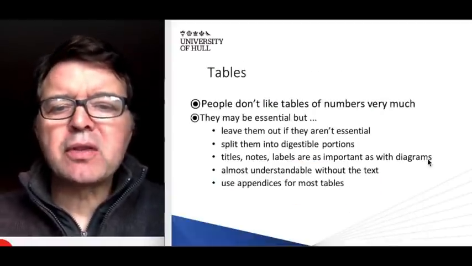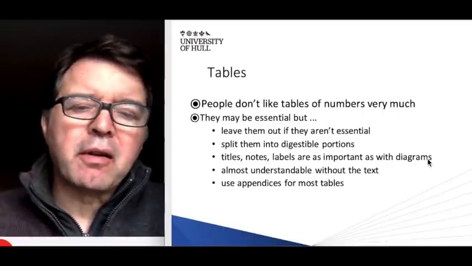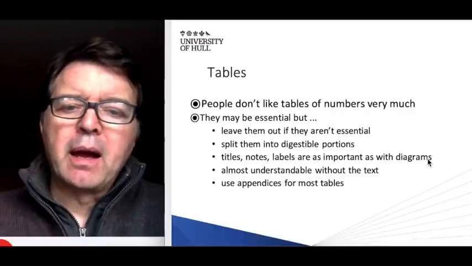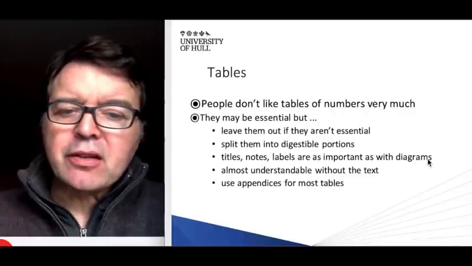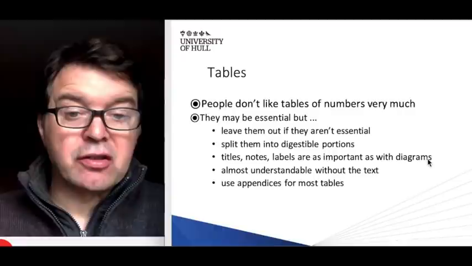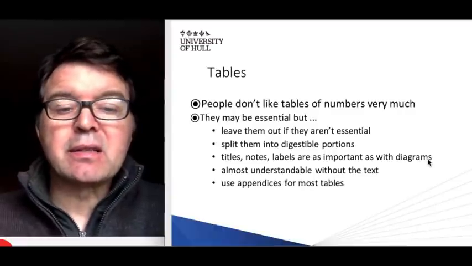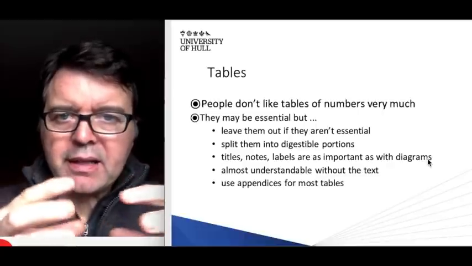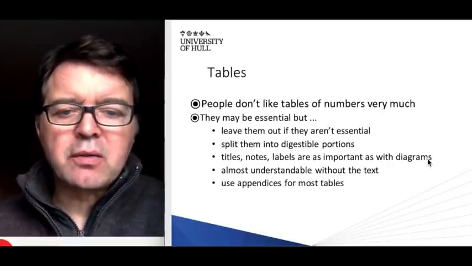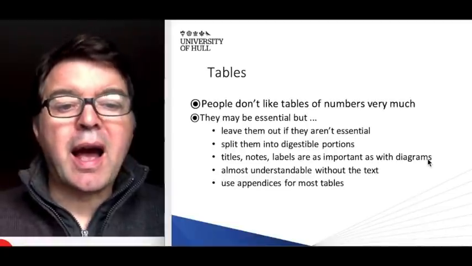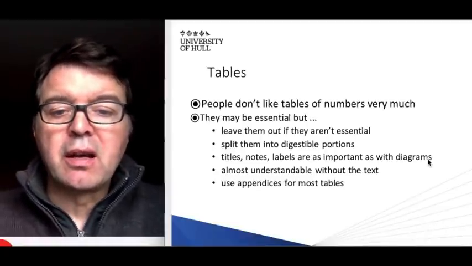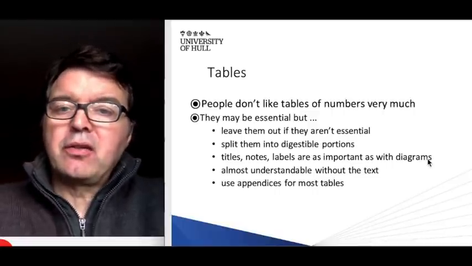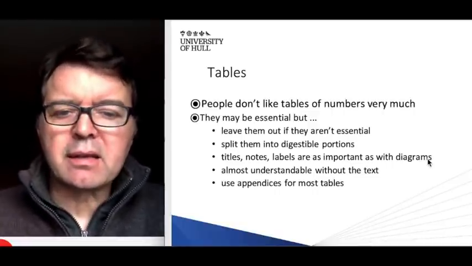Now, tables, people don't like tables very much. They're not attractive, they're not nice to interpret. They may be essential, but leave them out if they aren't essential. Split them into digestible portions. So cut your tables up and make them smaller and easier to read. Titles, notes, and labels are as important as with diagrams and charts. They should be pretty much understandable without the text. So you should be able to look at them and say, yeah, that makes sense.